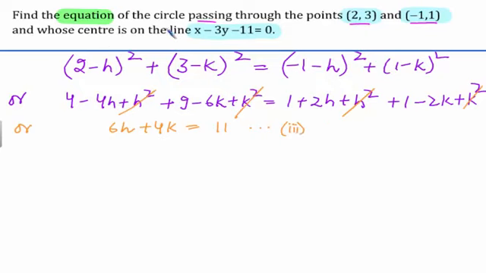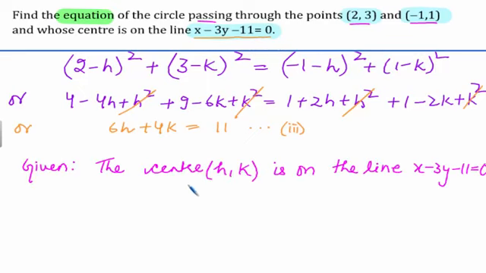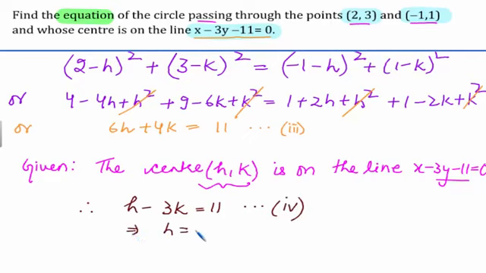Now the question further says that the equation of the circle has its center on the line x minus 3y minus 11 is equal to 0. And since the center h, k is on the line x minus 3y minus 11 is equal to 0, therefore this will also satisfy the given equation. Therefore, we have h minus 3k is equal to 11, denoting this by equation number 4. Now this implies that h is equal to 3k plus 11. Let us denote this by equation number 5.